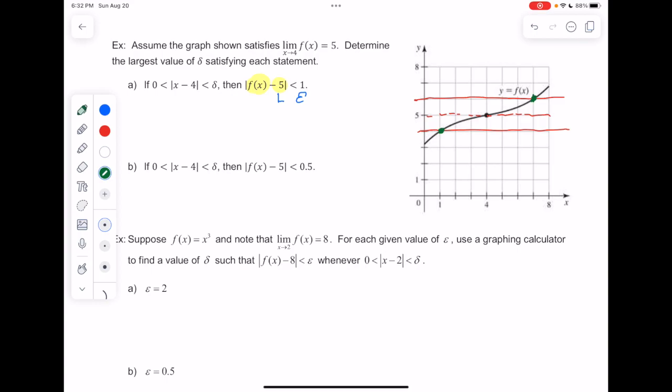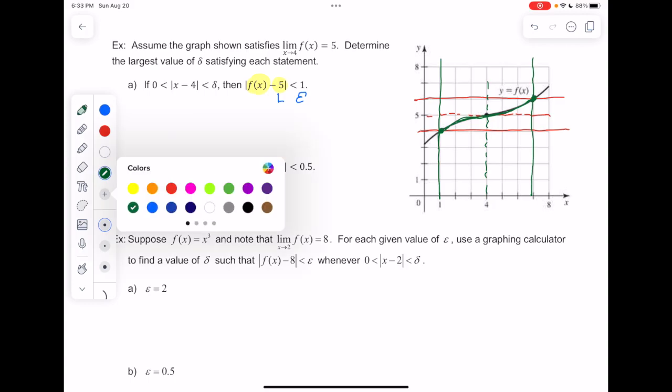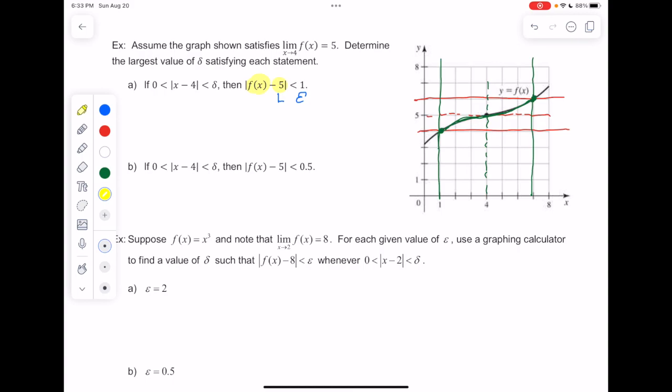So how far does that mean that we can move away from 4 and still have that happen? Well, we could move all the way over to here on the right, or all the way over to here on the left, and if we stayed in between these two green lines, then that guarantees all parts of the function are in between the red lines. So now the last part is, and this is the part they are challenging us to do, was to find delta.